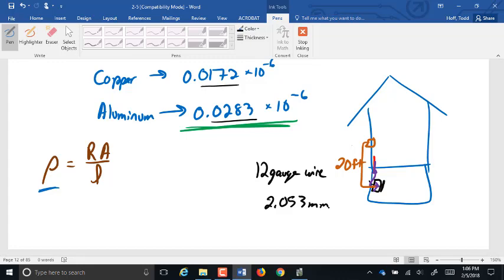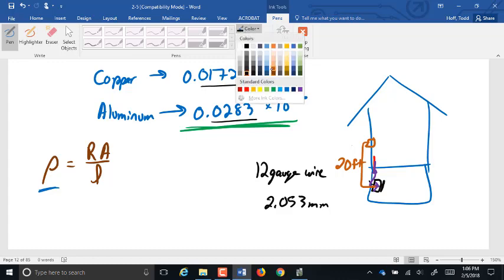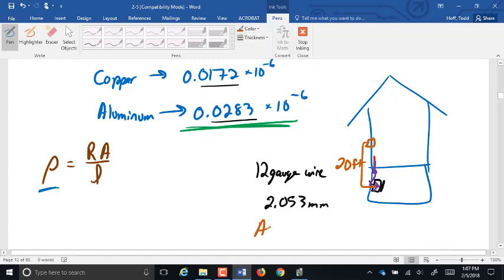So what happens is in this formula, it works out really nicely. That 10 to the negative 6 on those resistivity constants is going to disappear for us. So what we're going to do is we're actually going to convert each of those into ohm millimeters. And then all we're doing is we're dropping the 10 to the negative 6. So we're going to go ahead and find what is the cross-sectional area of this.